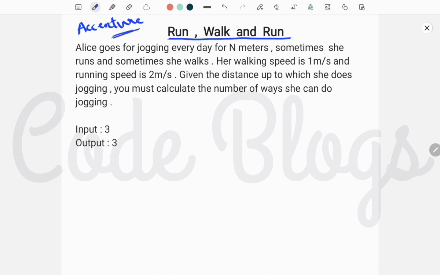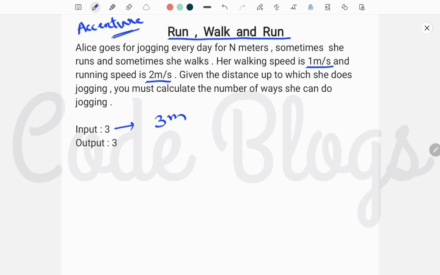So the problem statement is Alice goes for jogging every day for n meters. Sometimes she runs and sometimes she walks. Her walking speed is 1 meter per second and the running speed is 2 meters per second. Given the distance up to which she does jogging, you must calculate the number of ways she can do jogging. So this is the input, that means 3 meters.